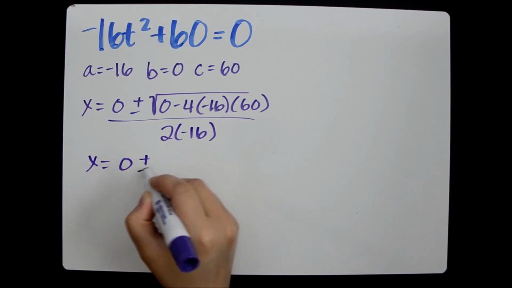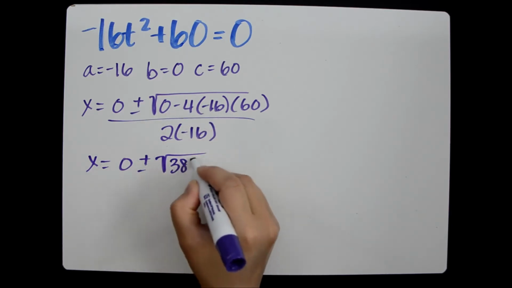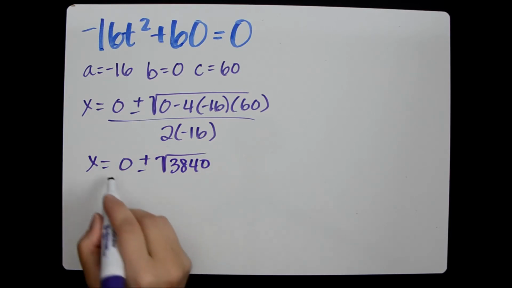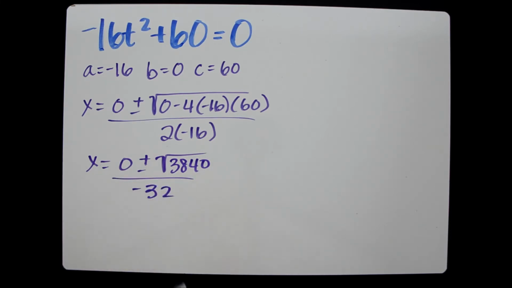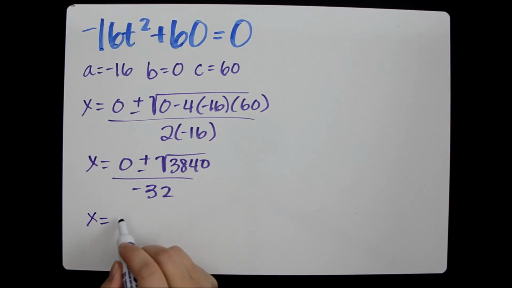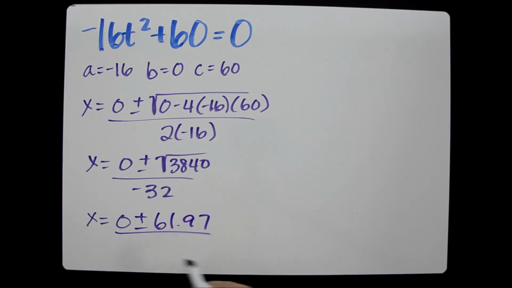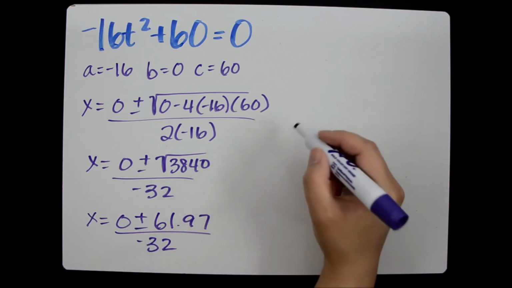And again, I simplify part by part. First the discriminant. We would get the square root of 3,840 all over negative 32. And I check first to see if this is a perfect square, but it's not in this case. And typically we'd have to simplify the radical, but since it's an application, we're just going to use a decimal. And we're going to round this to the nearest hundredth. So we get 61.97 all over negative 32.